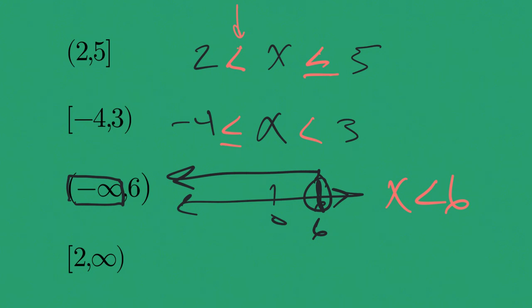Okay? Whereas up here, guys, you had a stopping point on the right and a stopping point on the left. You had numbers on both ends. We had a 2 and a 5. We had a negative 4 and a 3. We had stopping points on both sides, okay? That negative infinity tells you, hey, it's going left forever.